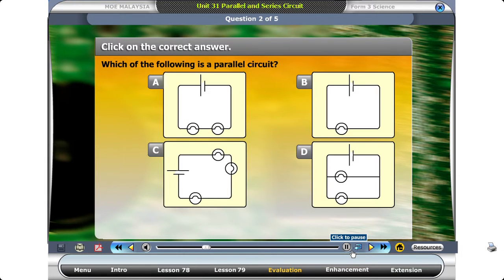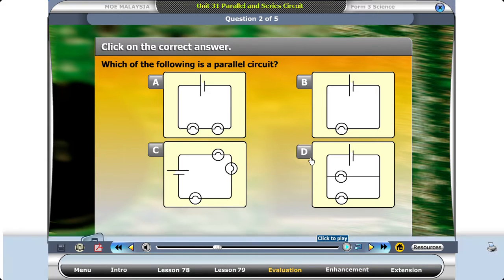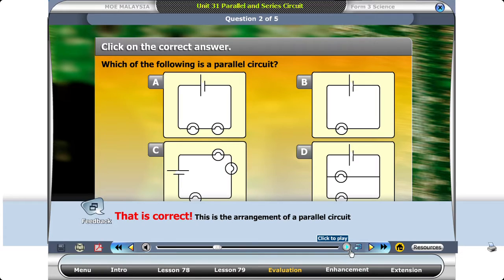Which of the following is a parallel circuit? That is correct. This is the arrangement of a parallel circuit.